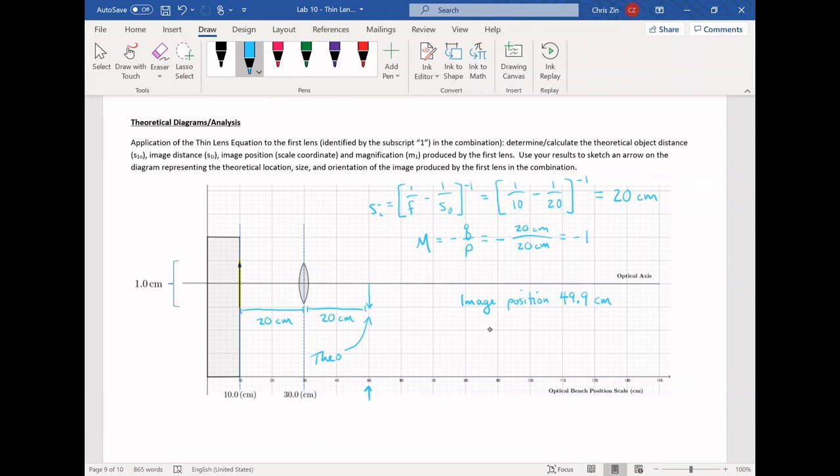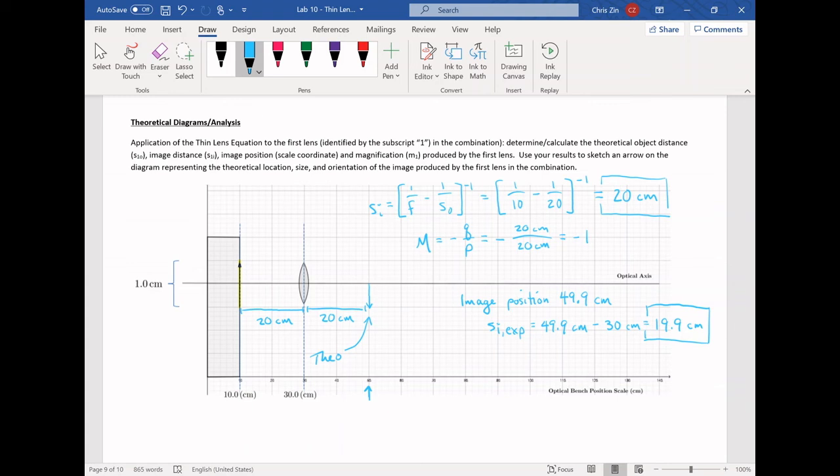To calculate the experimental image position, I take that 49.9 centimeters and I subtract off the position of the lens, which gives me an experimental image distance of 19.9 centimeters. Okay, so our theoretical result was 20 centimeters for the image distance, and our experimental result was 19.9 centimeters. So this result's pretty good.